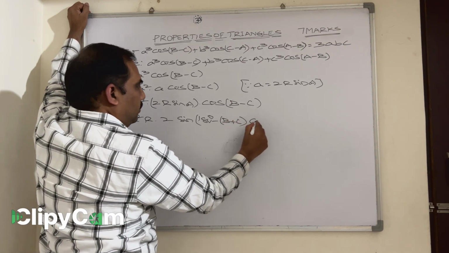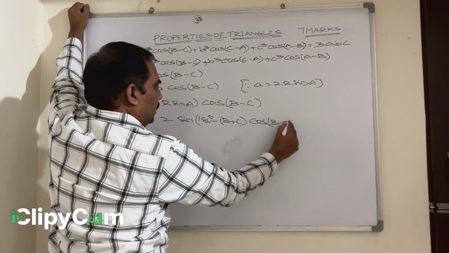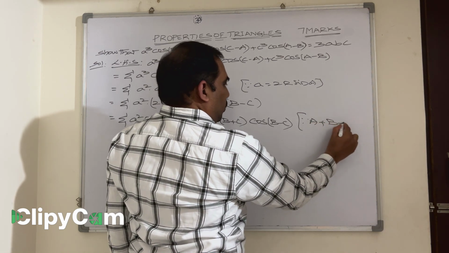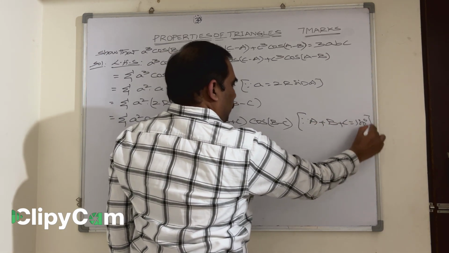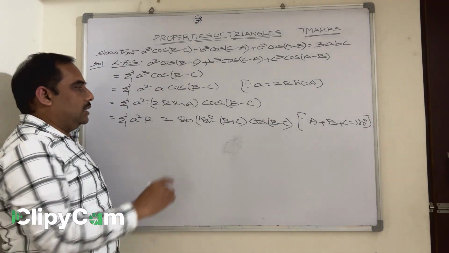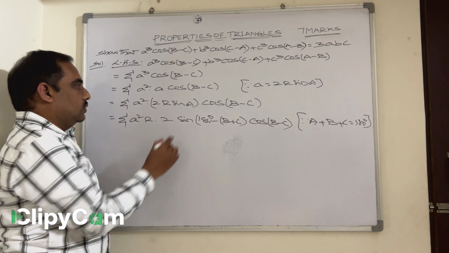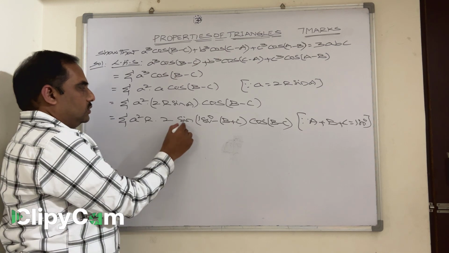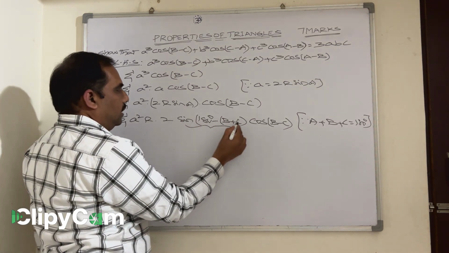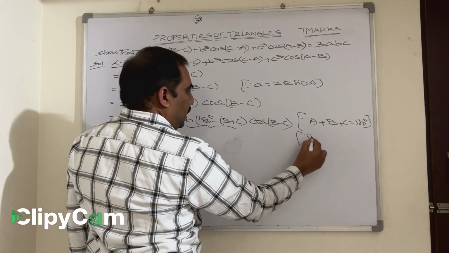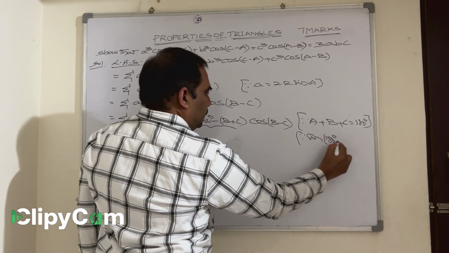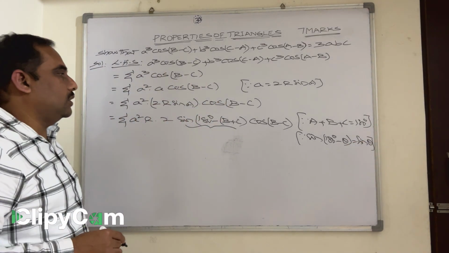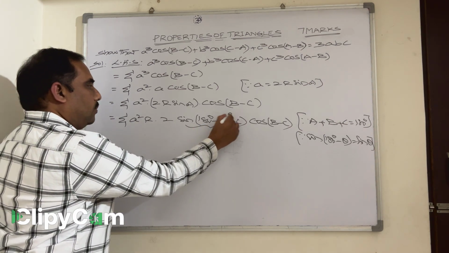Why? Because a plus b plus c is equal to 180 in a triangle. So from this, a can be written as 180 minus (b plus c). That's why a is replaced by sine of 180 minus (b plus c). Now if you observe, it is like sine 180 minus theta. We know that sine 180 minus theta is equal to sine theta. So that's why theta here is b plus c.